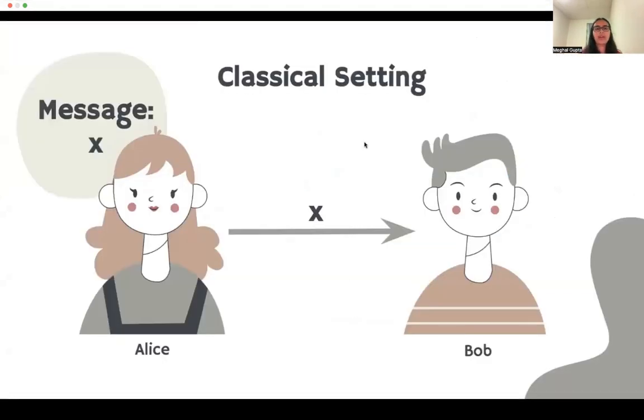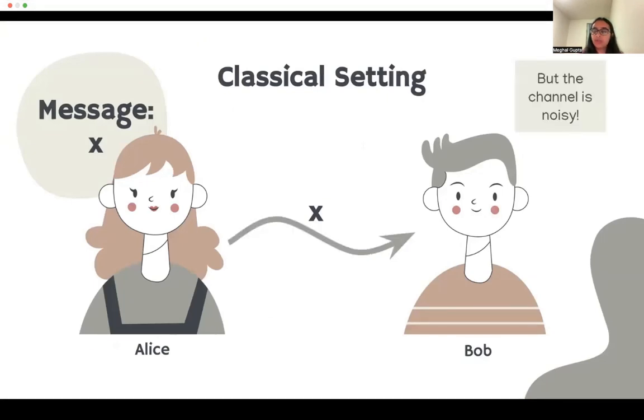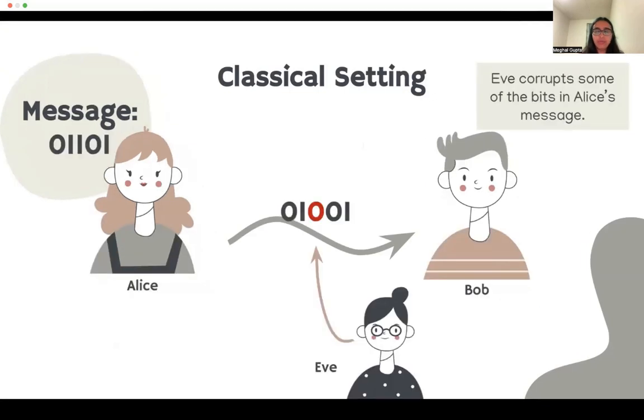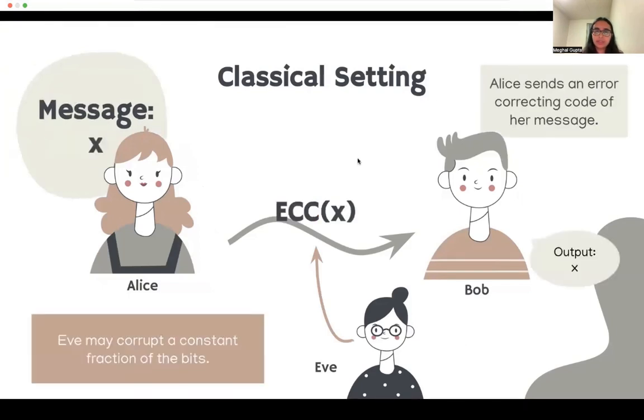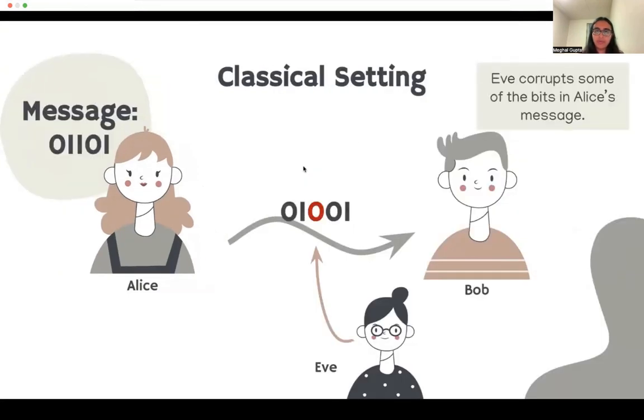So in the classical error correcting code setting, Alice has a message X that she's trying to send to Bob. But the channel is noisy. So there's allowed to be an adversary Eve who flips some of the bits that Alice sends over to Bob. The problem here is that if even one of the bits is flipped, Bob no longer learns X correctly.